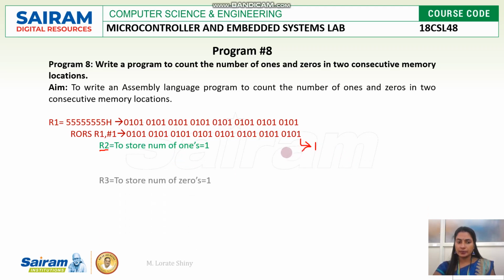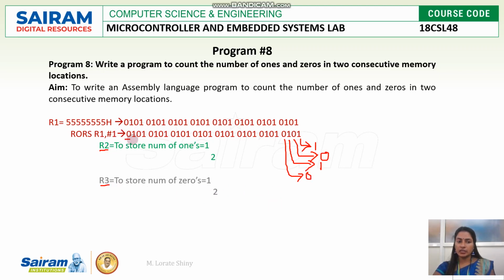So next time, 0 is shifted out, so another register we are keeping, that is R3, to store the number of zeros. So after the second shift, this is updated. After that, the third bit is 1, for that the R2 register is updated. Then the fourth one is 0, so for the fourth bit, the R3 register is updated. So this is how it goes.